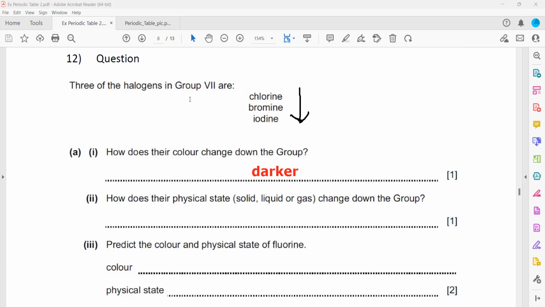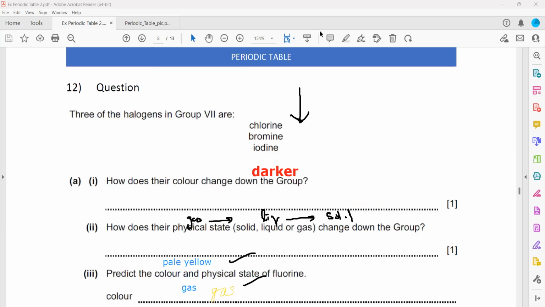How does the physical state, solid, liquid, or gas, change as we go down? So what happens to the physical state? It changes from gas to liquid to solid. So all three you should mention, because chlorine is a gas. So you have to mention first it is gas to liquid and then liquid to solid. Predict the color and the physical state of fluorine. Fluorine is pale yellow, and the physical state will be gas. The same question they can ask for astatine, then the color will be black and the physical state will be solid.